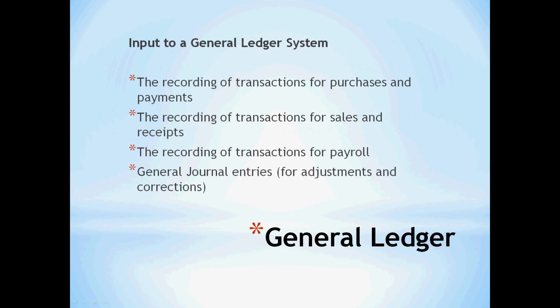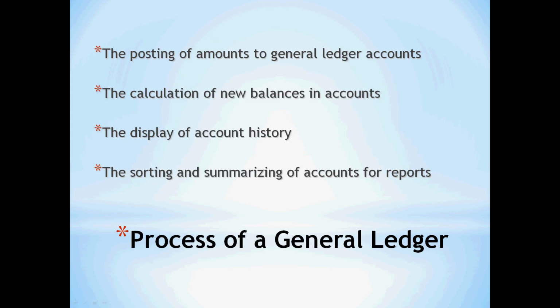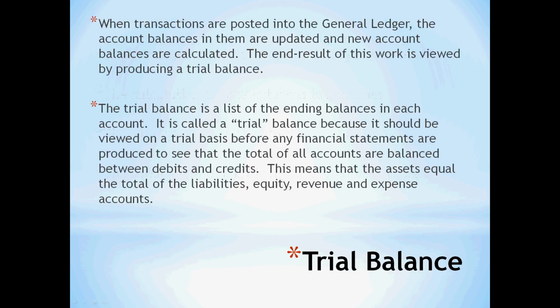For input to a general ledger system: the recording of transactions for purchases and payments, the recording of transactions for sales and receipts, the recording of transactions for payroll, and general journal entries for adjustments and corrections. The posting of amounts to general ledger accounts, the calculation of new balances in accounts, the display of account history, and the sorting and summarizing of accounts for reports are the process of a general ledger.